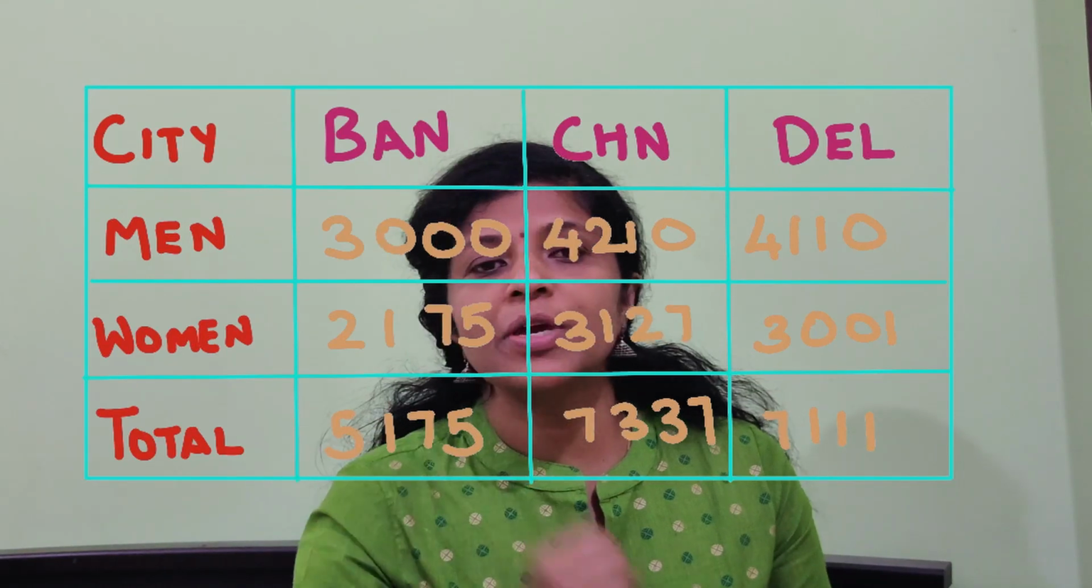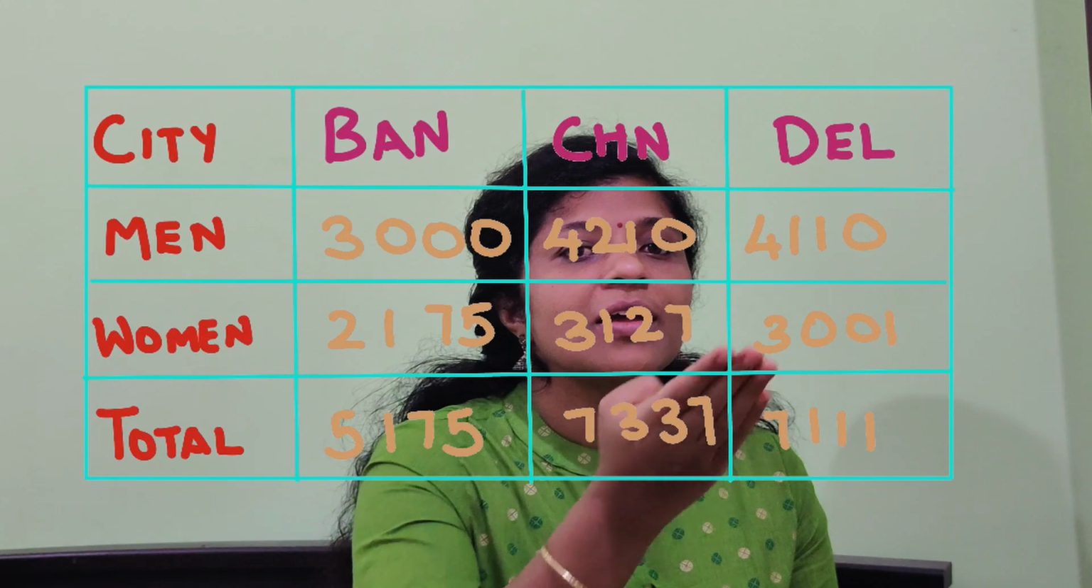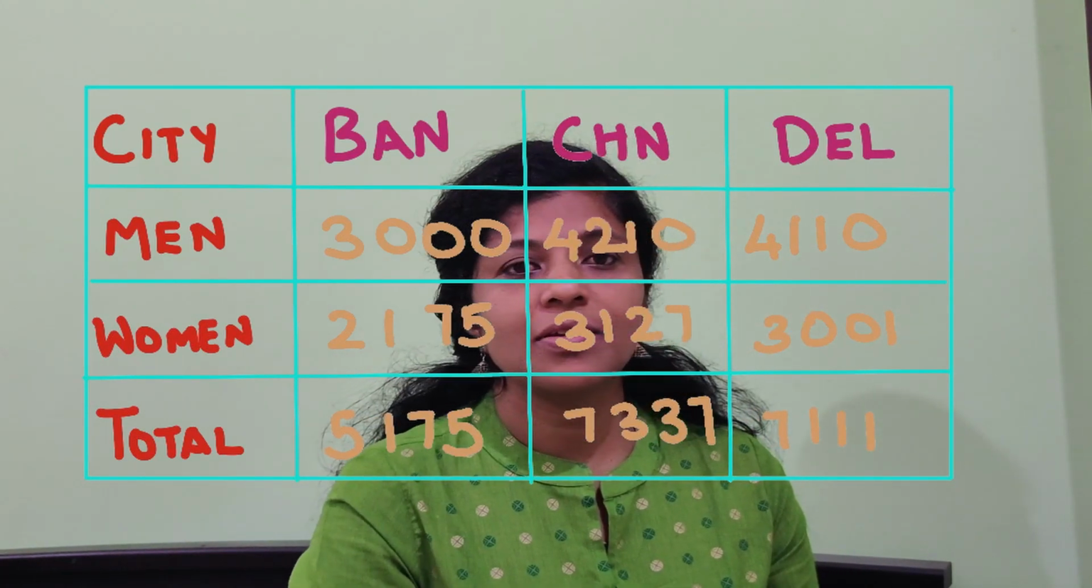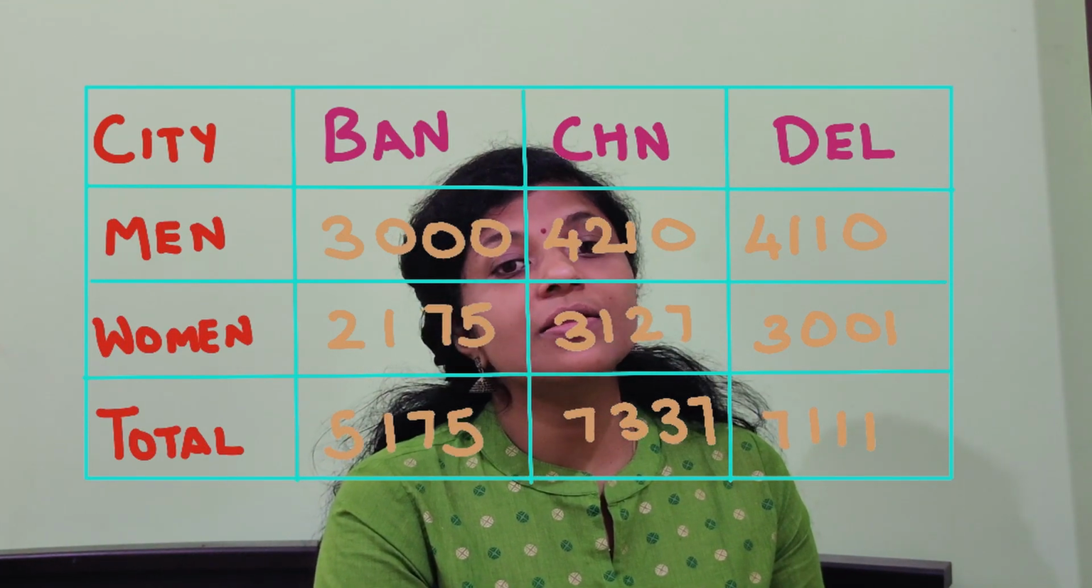Now coming back to our COVID app data. We need to find out how many of the affected people are men and women, or how many are above 65 and how many below 10. To make this a little clear, we can make a table. Here we have information for Bangalore, here from Chennai, and here Delhi. Then we find the number of men and women and then the total.